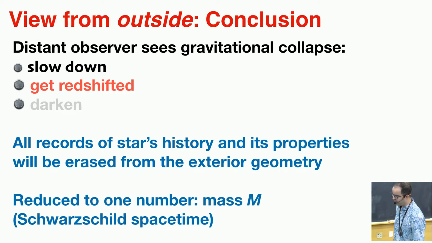Anyway, if you are an observer sitting outside the black hole, once a star collapses towards the black hole, all records of the star's history will be erased for an external observer. Everything will be reduced to 1 or 2 numbers depending on the angular momentum, the mass, and the spin, according to an external observer, once the star crosses its event horizon.